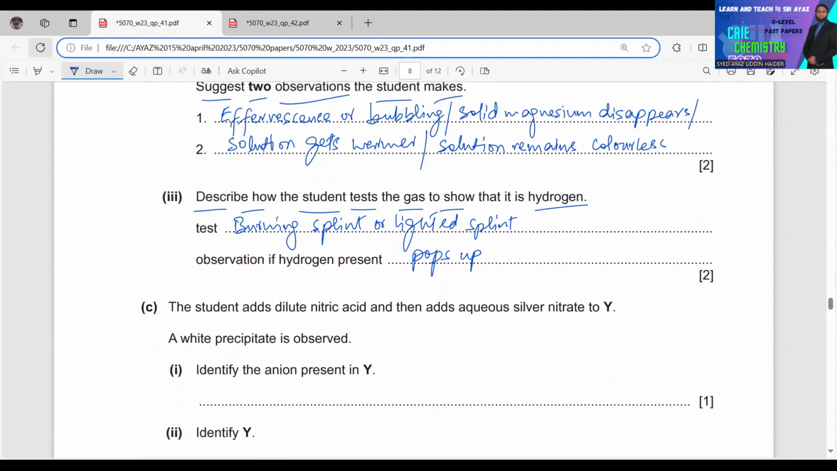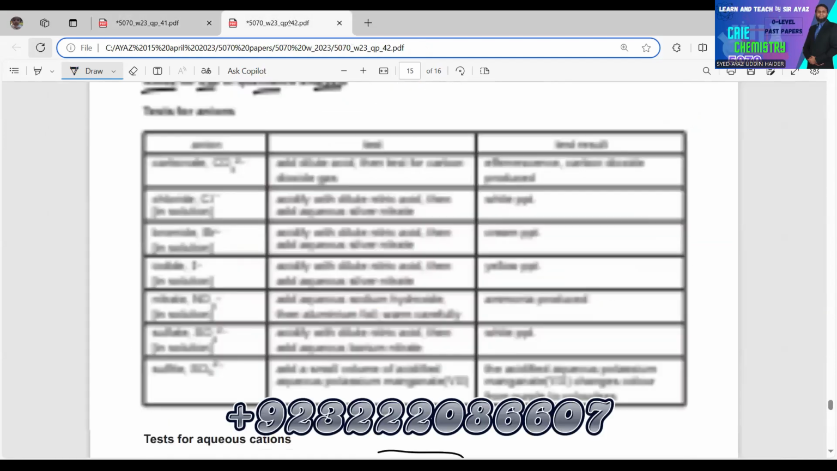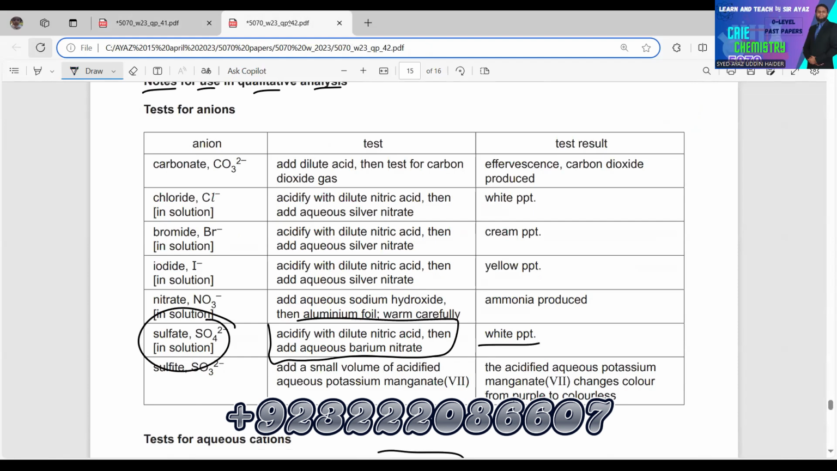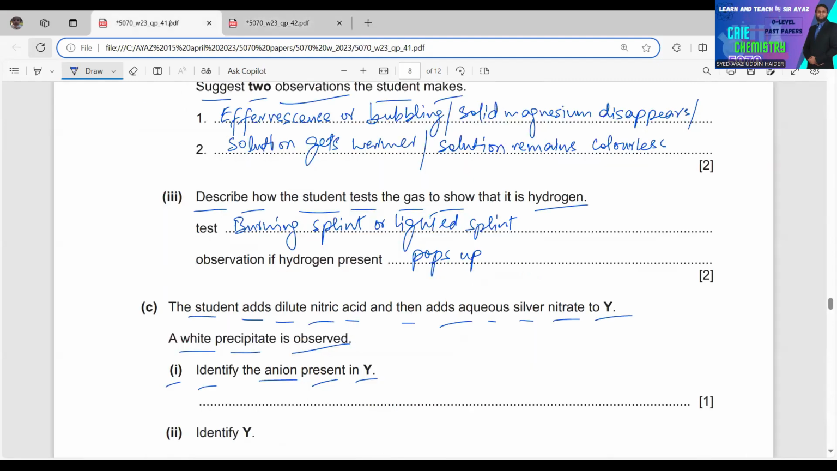Moving to the next part. The student adds dilute nitric acid and then adds aqueous silver nitrate to Y. A white precipitate is observed. Number one, identify the anion present in Y. Look at the test for the anions, it must be chloride. You see, acidify with dilute nitric acid, then add aqueous silver nitrate, giving a white precipitate. So it must be chloride. You write Cl minus or chloride.